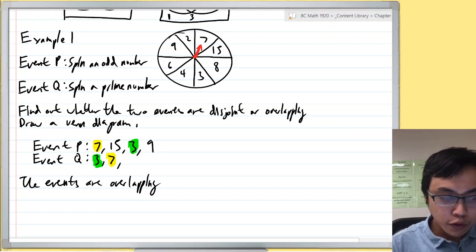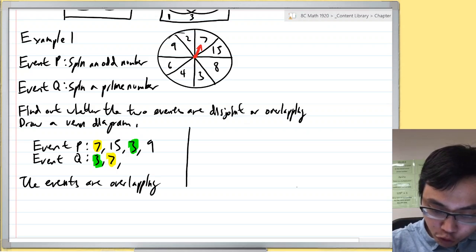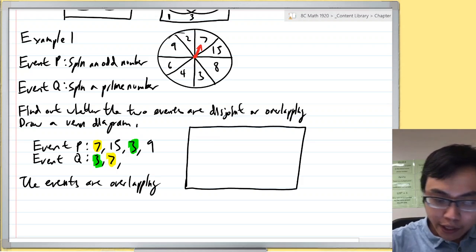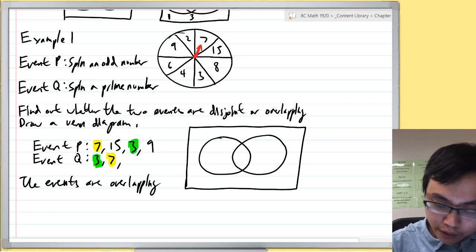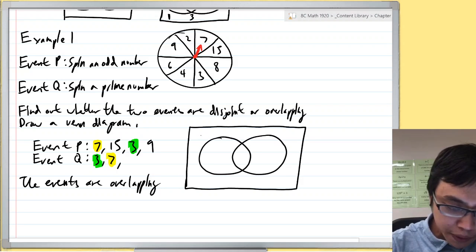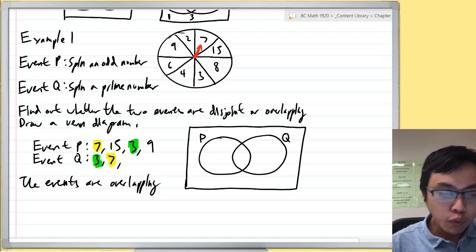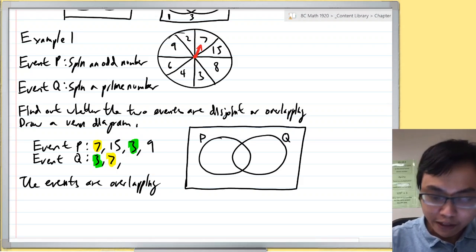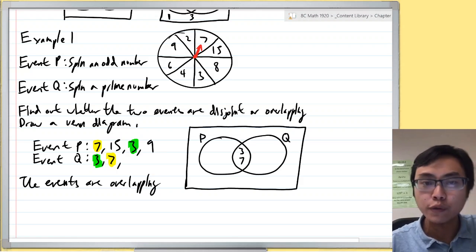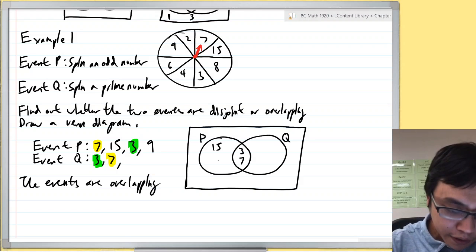Then what we want to do in the next part is draw a Venn diagram. So I'm going to go ahead and draw a big box over here, and I'm going to draw 2 large circles like this. And then this will be event P. Let me just label it P. And then this will be event Q. And so what are all the numbers? Well, first of all, what are the overlapping numbers? That's 3 and 7. So I know that 3 and 7 go in there. Then what are the other numbers that go in event P? There is 15 and there's also 9.